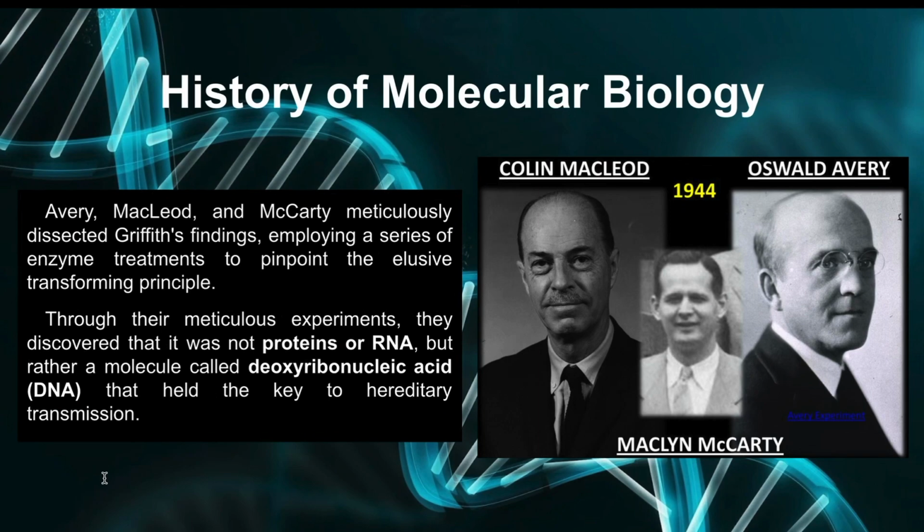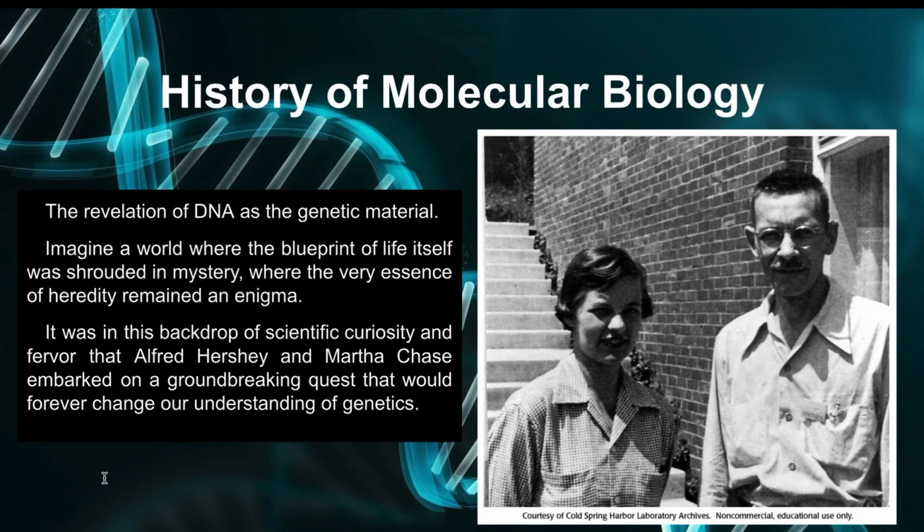Avery, MacLeod, and McCarty meticulously dissected Griffith's findings, employing a series of enzyme treatments to pinpoint the elusive transforming principle. Through their meticulous experiments, they discovered that it was not proteins or RNA, but rather a molecule called deoxyribonucleic acid, or DNA. This held the key to hereditary transmission. The revelation of DNA as the genetic material.